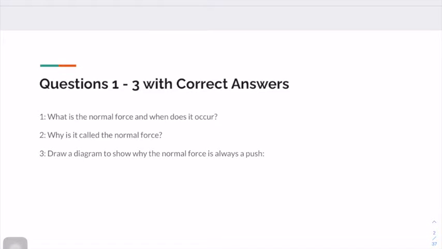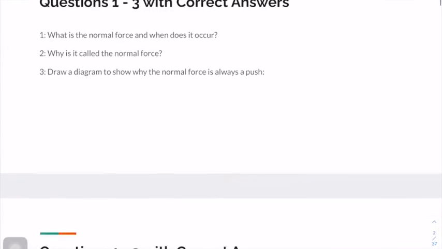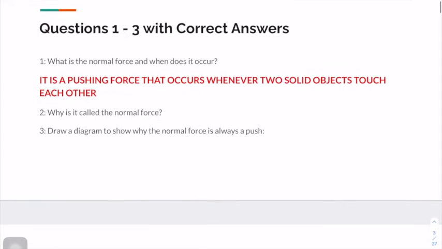The exact answers to these questions were given in the video. So if you paid attention during the video, you should have been able to answer these. Here are the answers. What is the normal force and when does it occur? It is a pushing force that occurs whenever two solid objects touch each other. They have to be solid objects. Anytime two solid objects touch, there is a normal force.